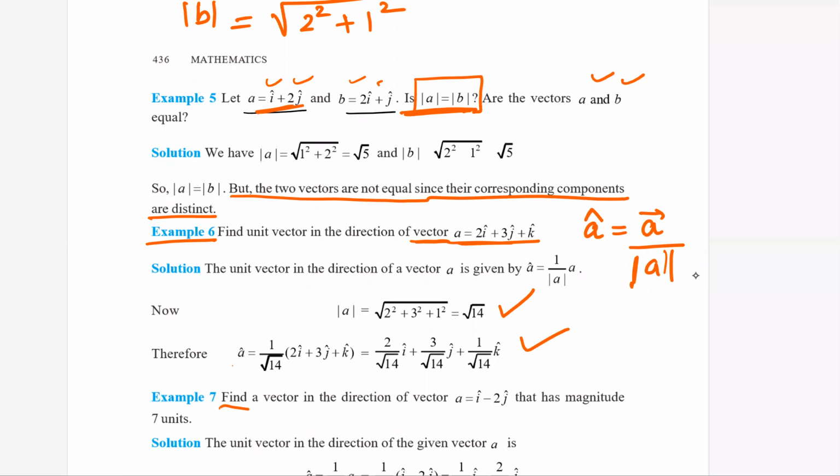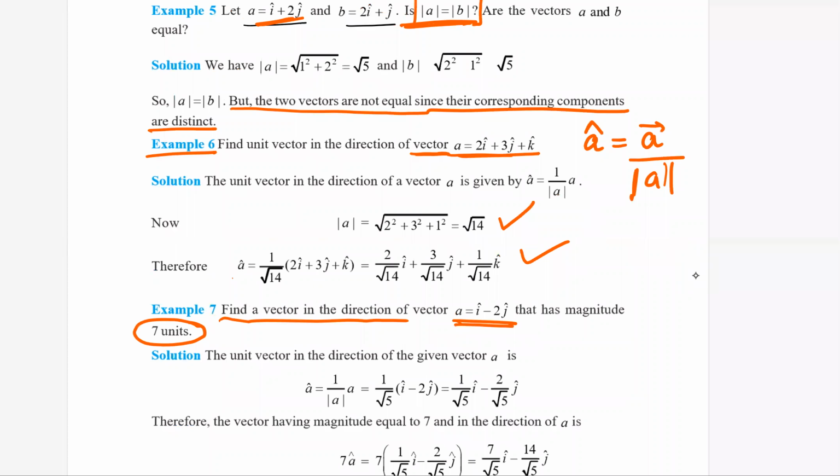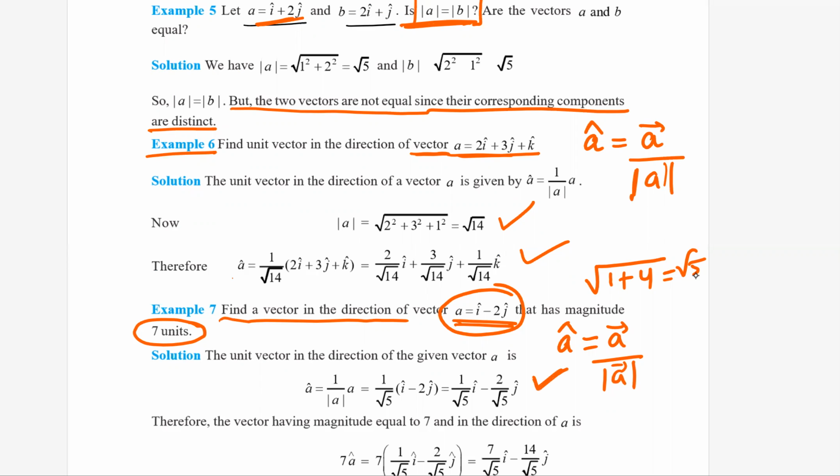Find a vector in the direction of the given vector that has magnitude 7 units. First of all, we'll find the unit vector for this vector, which equals A upon modulus of A. Modulus of A will be the square root of 1 plus 2 squared, that is root 5. So this will be i upon root 5 minus 2 upon root 5 into j. This is a unit vector in the direction of the given vector.